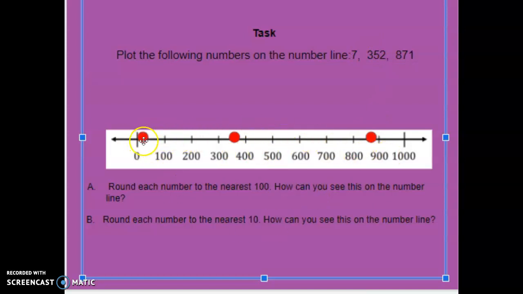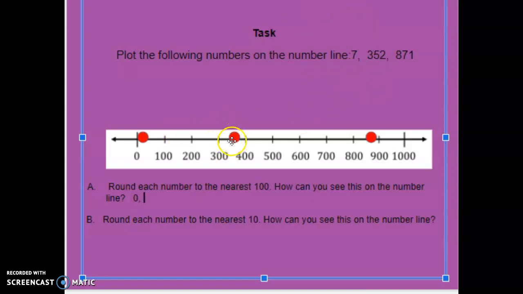So even on this number line, it's going to prove it. If I'm rounding to the nearest 100, am I going to round 7 to 0, or am I going to round it to 100? In this case, I'm going to round it to 0 because it's closest to 0. So if I'm rounding to the nearest 100, I'm going to round the first number to 0. And I'm going to type that in here so that you can see what we're rounding those numbers to. So 7 would round to 0.